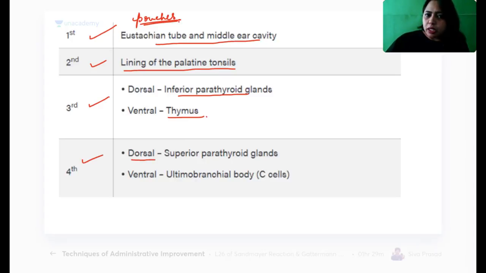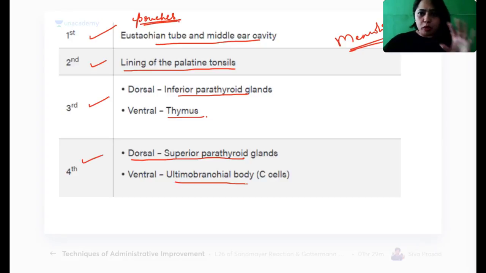Fourth one, dorsal superior parathyroid and ventrally ultimobranchial body. See, these things you have to just memorize, just like branches, and have a knack to recall them. If you go on digging too much into this, it becomes even more complicated. All that they ask you is, what are the derivatives of the pouches, derivatives of the arches? Each one in detail you can learn later, there is a lot of time.